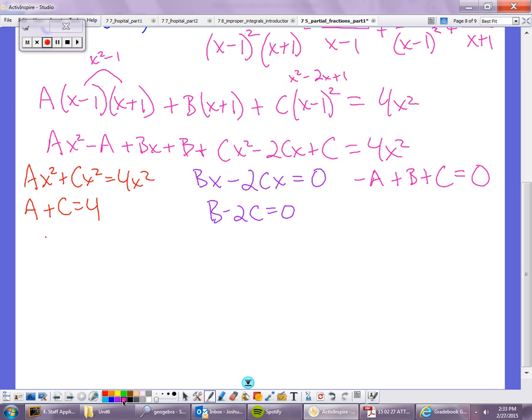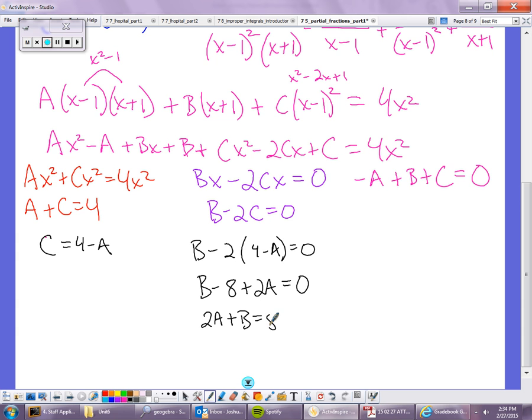So I got some color to unify all these. c equals 4 minus a. So b minus 2 times 4 minus a equals 0. So b minus 8 plus 2a equals 0. And what do I want to do with that? I'll say 2a plus b equals 8. There's probably a better way to do this, but that's how I'm going to do it. I'll say negative a plus b plus 4 minus a equals 0. So I've got negative 2a plus b equals negative 4.